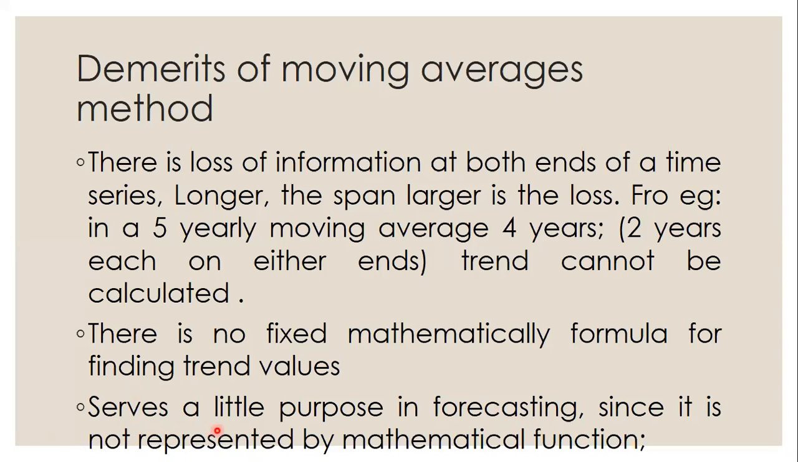Then it serves little purpose in forecasting, since it is not represented by a mathematical formula. For accuracy or definite answers, a mathematical formula is always the best way, because it will not consider all situations. It will define a few situations and say, yes, we have to consider it like this only. So there is very little forecasting or predicting done when we use moving averages. It's not very accurate, or 100% trustable all the time. So this is the first method, moving average.